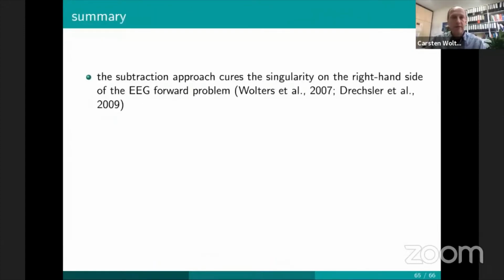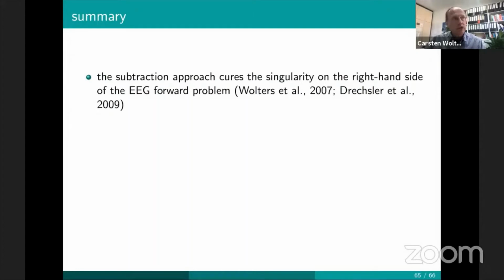Okay, a summary from Maria Cala's part of my talk. The subtraction approach cures the singularity on the right-hand side of the EEG forward problem. We have presented a lot of theory in a SIAM paper in 2007 about the subtraction approach, and in 2009, Florian Drexler improved the integration aspects on the right-hand side, and we even got higher accuracies of the subtraction approach.